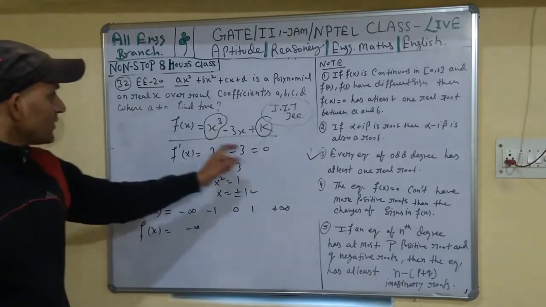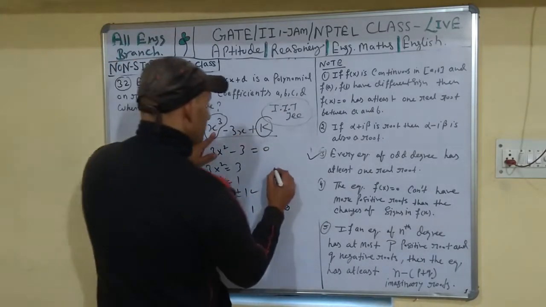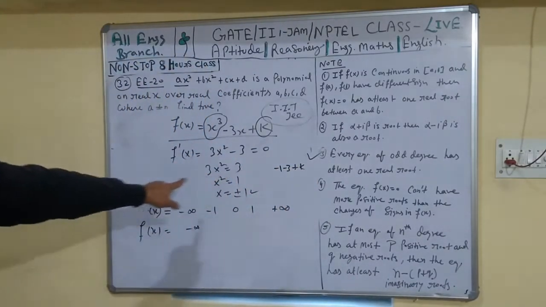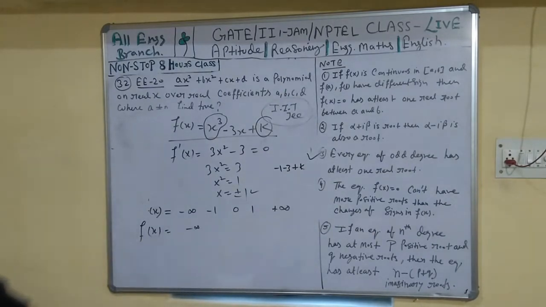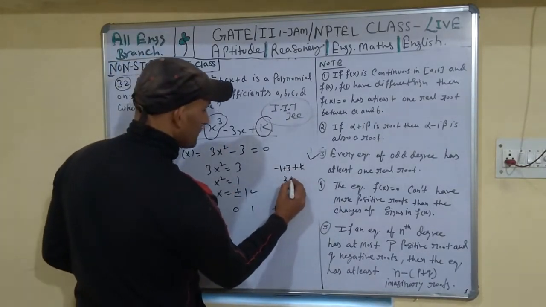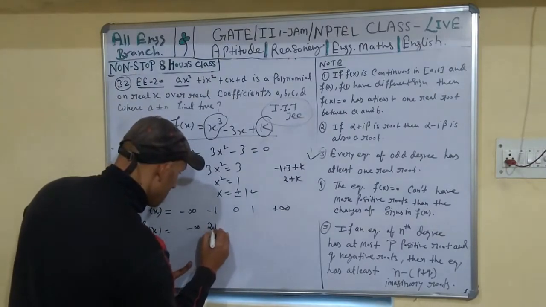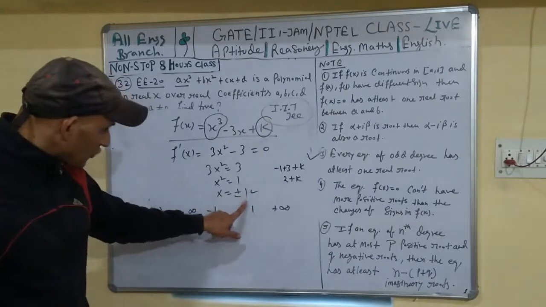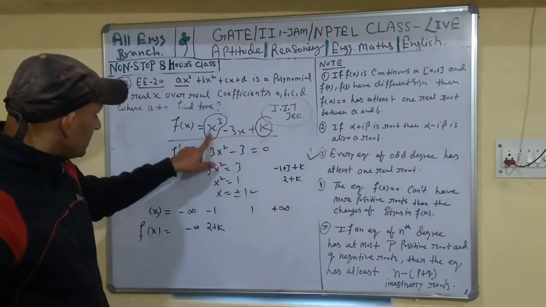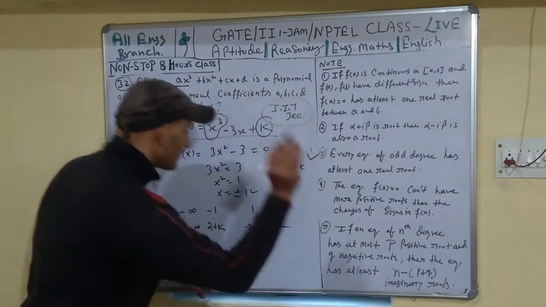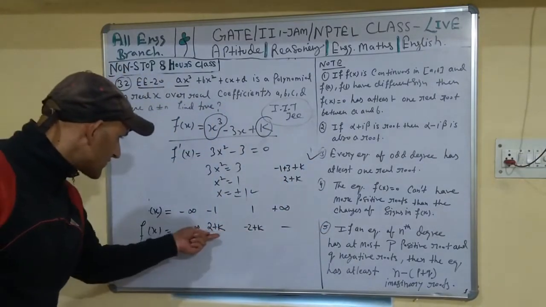If you put minus 1, then minus 1 minus 3 plus k. Sorry, minus 1, this is plus, so 3 minus 1 is equal to 2 plus k. So this is 2 plus k. We will not check here; we will check at x is equal to plus 1 and minus 1. If you put 1, then 1 minus 3 is equal to minus 2, so minus 2 plus k. And here just leave it. We have to check the range.